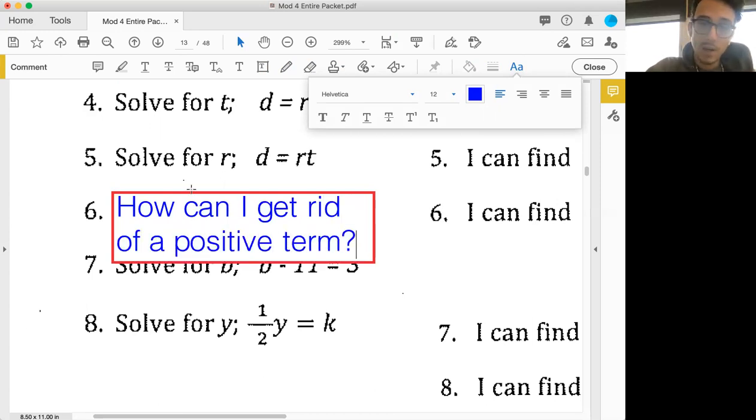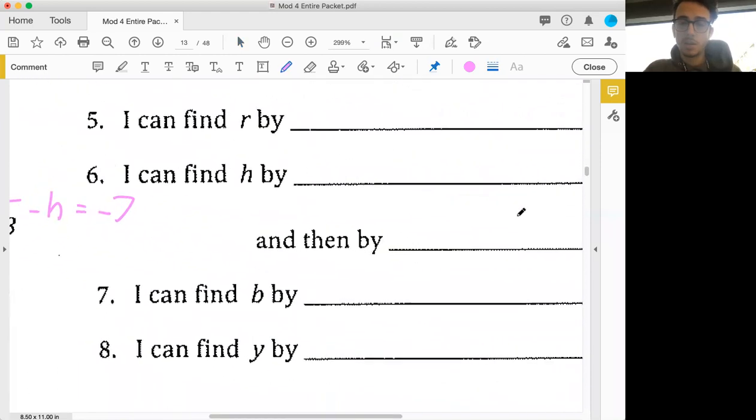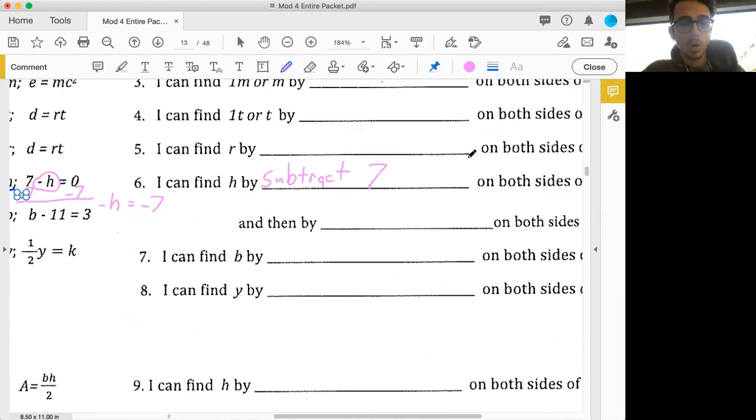And if 7's positive, how can I get rid of a positive term? Remember, we're undoing the equation similar to 4.1. So how can I undo something that's positive? Hopefully you're saying using subtraction. So I'm going to subtract 7 on both sides. Got to give respect to both sides. So I'm now left with negative h equals 0 minus 7, which is negative 7. So my first step here was subtracting 7 on both sides.